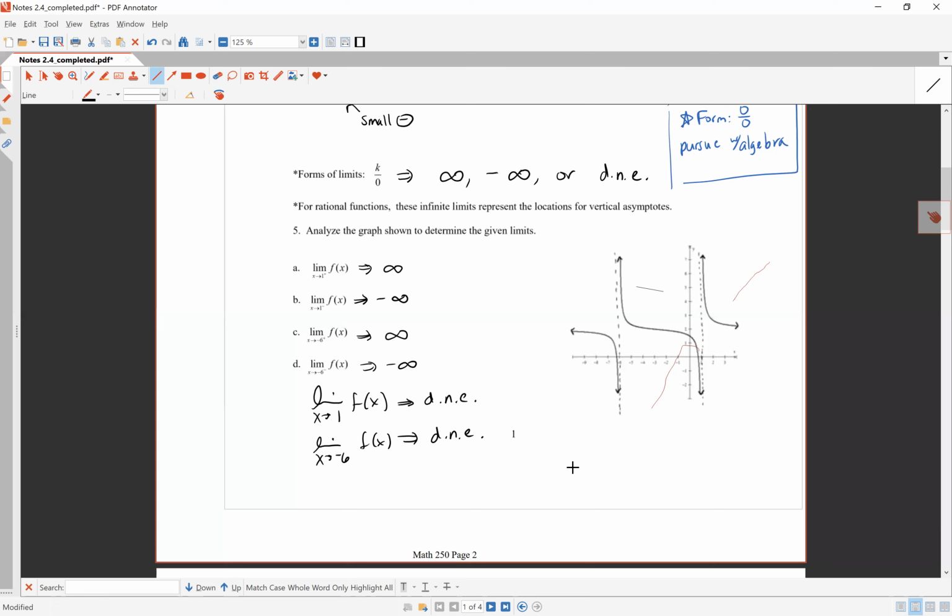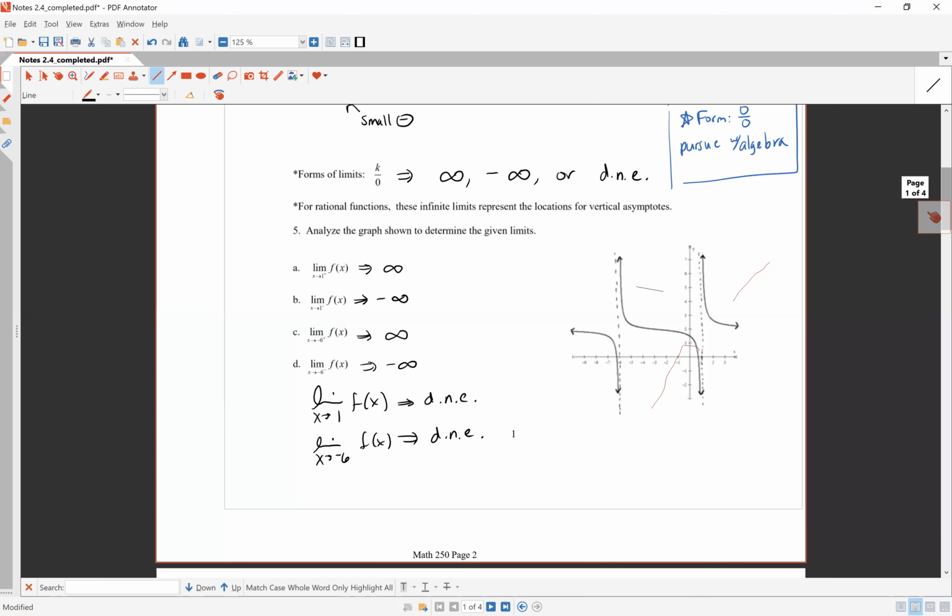And in this case, the limits of a and b are different, and the limits of c and d are different. So the limit as x goes to 1 can't exist because going to 1 from the left and the right are different. And the limit as x goes to -6 can't exist because once again, the limits from the left and from the right are different. So hopefully that's something we know by now. And if not, please contact me if you have a question.